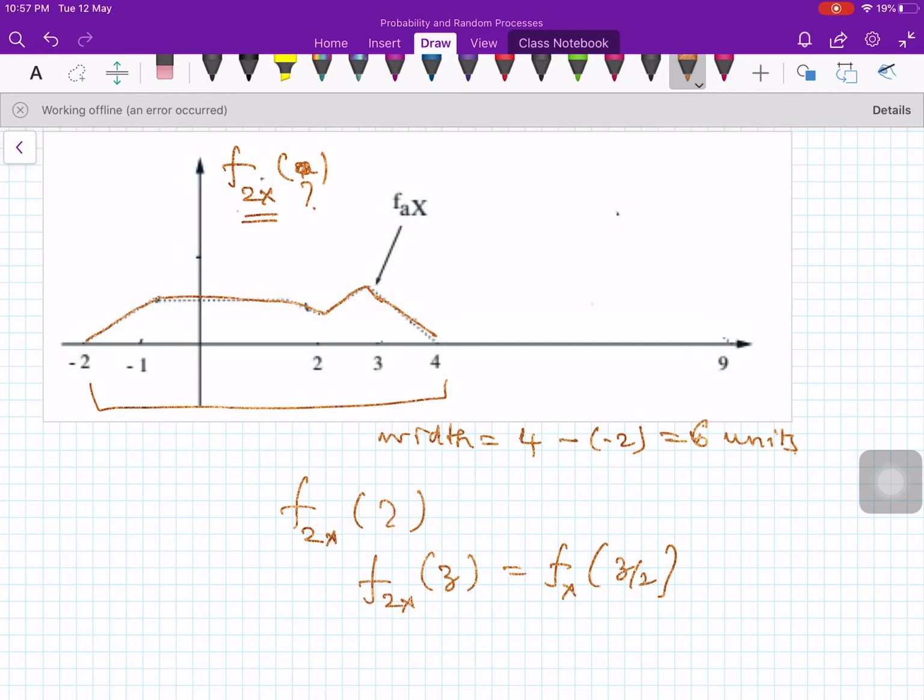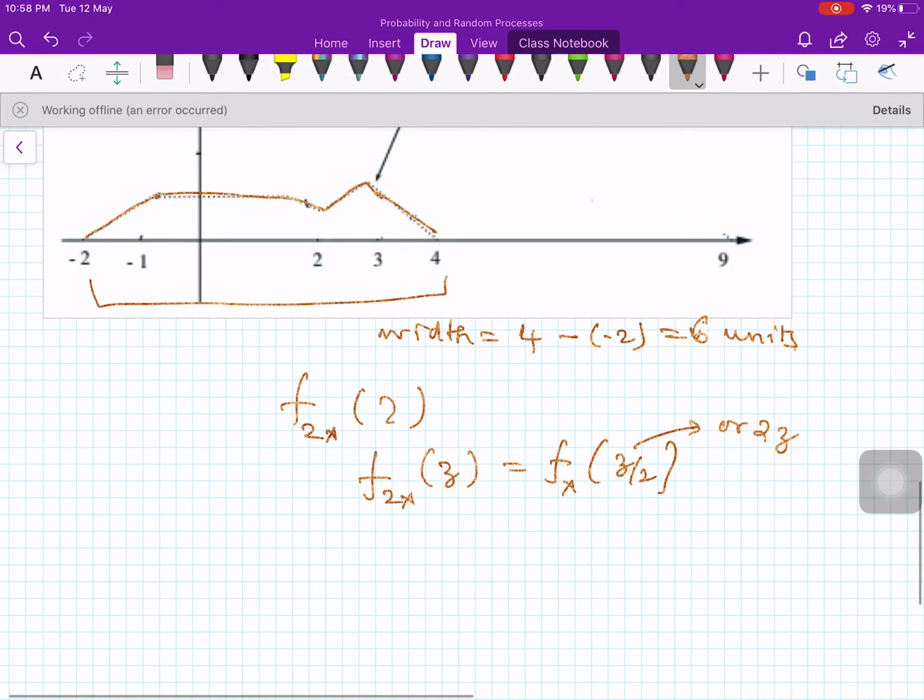You have probably been tortured ever since middle school to figure out, when you stretch a function, whether you need to put z by 2 or 2z. The one that actually does the stretching is z by 2 rather than 2z in the argument. So could that be the full answer? Probably no, because there is a catch.